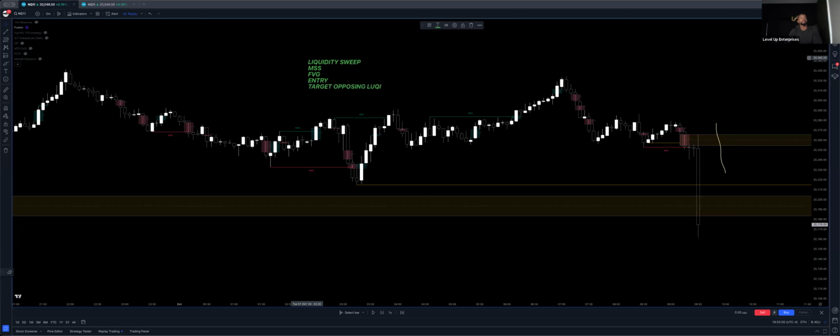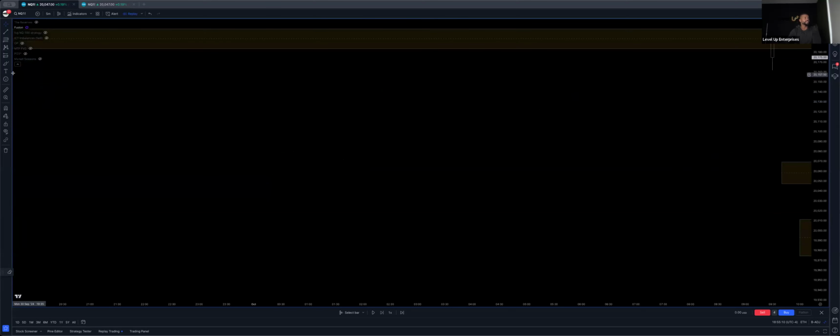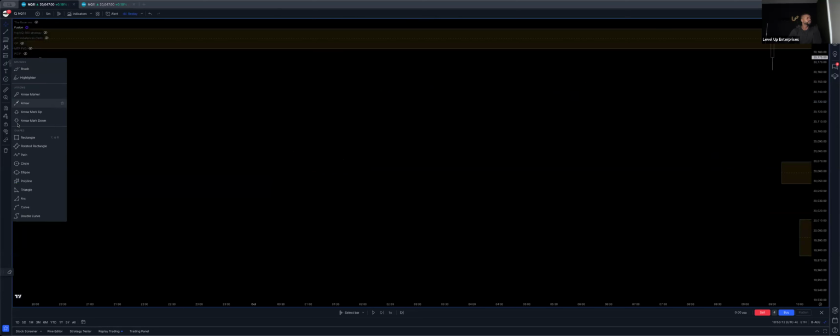Opposing liquidity. This is another model. And how does the model look? I'll show you right now. And I've talked about this countless times, but please just trust what I'm saying. Here we go.